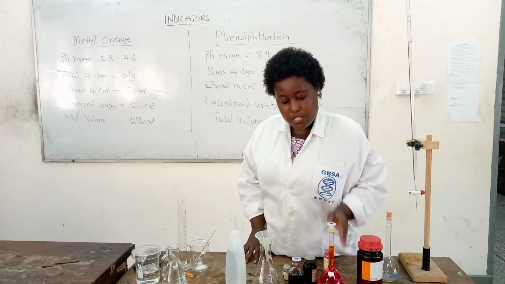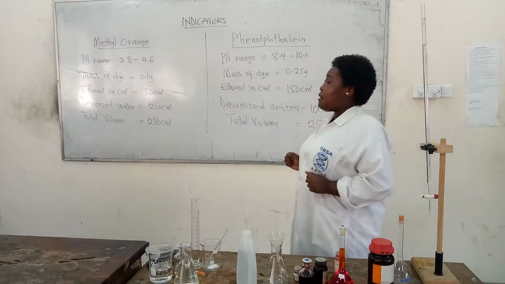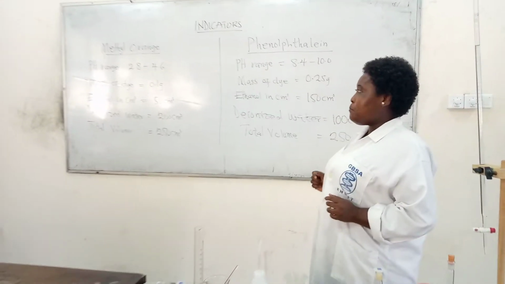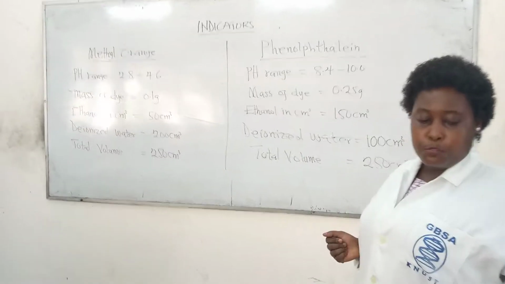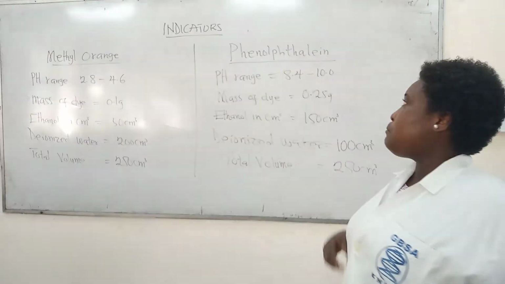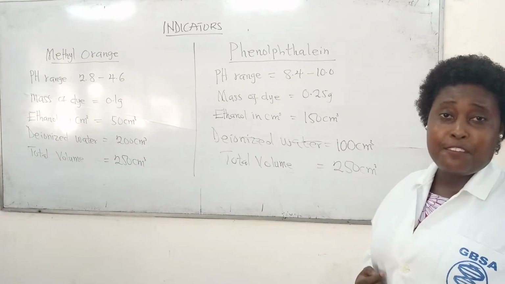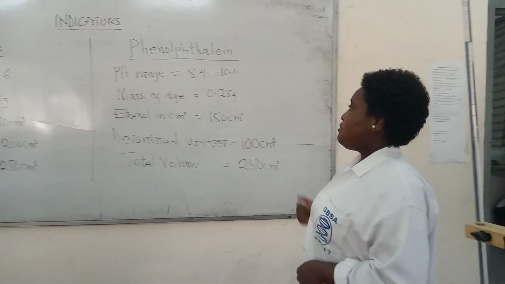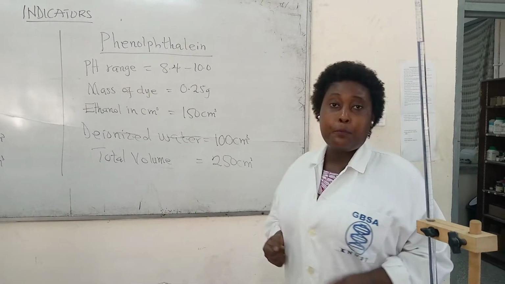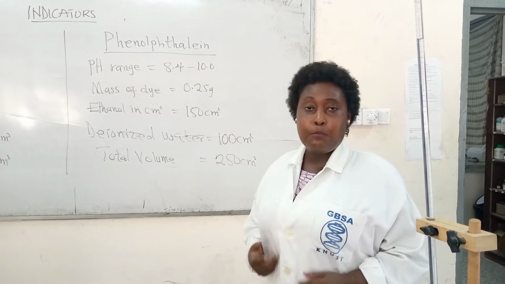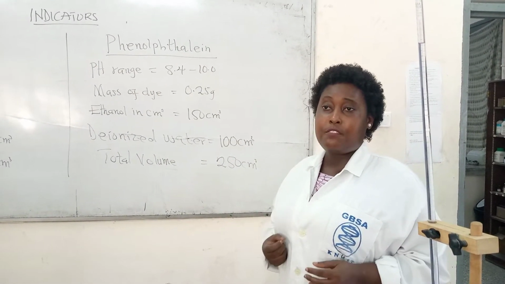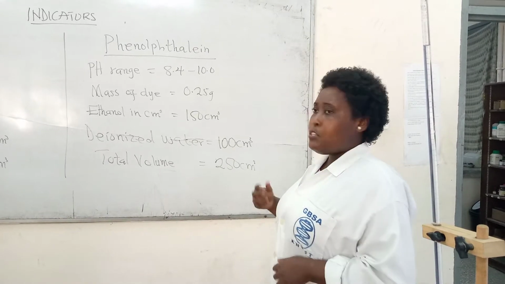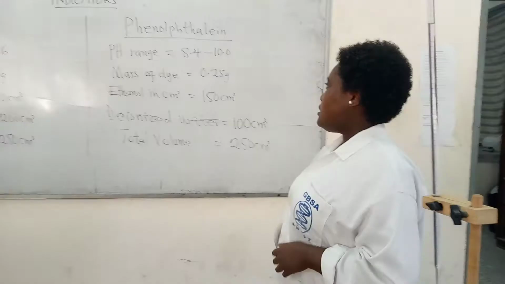The preparation is on the board. How I prepared the methyl orange is on the board. I followed these steps to prepare my methyl orange. Now I'm going to demonstrate how to prepare the phenolphthalein indicator, and that is here. After preparing, I'm going to test it. I'm going to perform a titration to test if what I prepared is right. So let's quickly follow through the procedure.